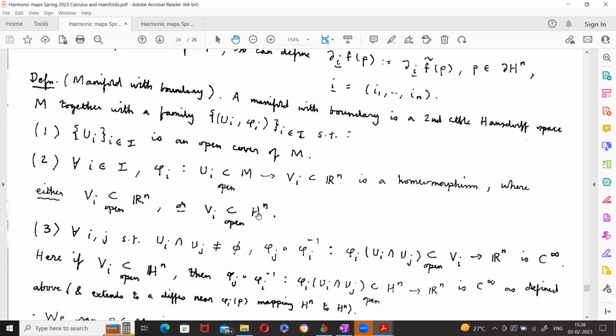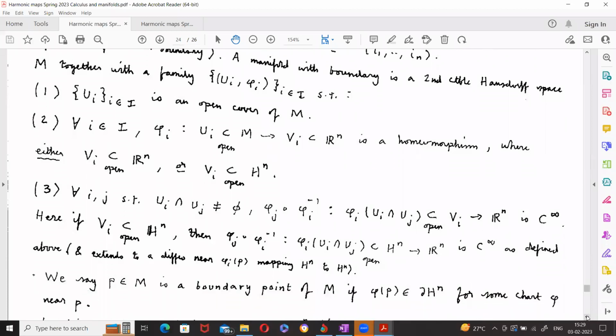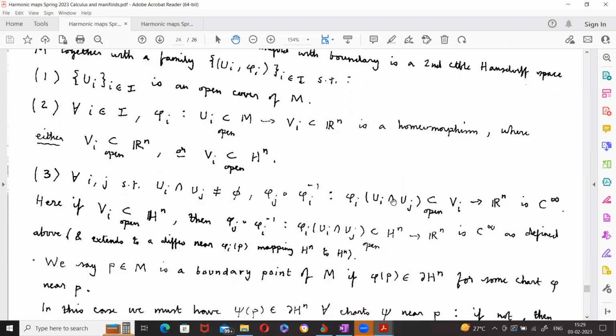And the third condition is that whenever you have two charts ui, uj which intersect, then if I look at the change of charts map, this is defined from phi I of ui intersection uj, that is an open subset of vi, and this maps into Rn. This map should be smooth, where the only difference with the previous definition of manifold is that this vi now may be an open subset of Hn. It need not be an open subset of Rn.